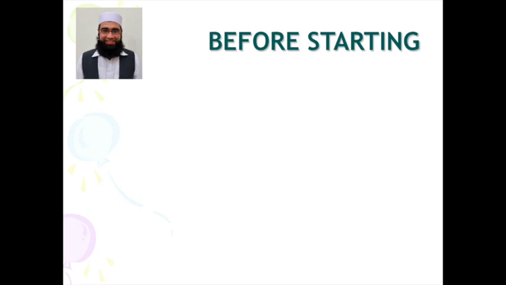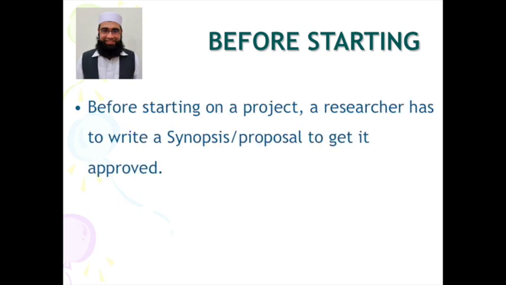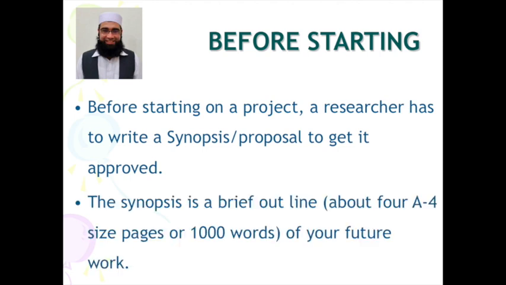So before starting any research project, a researcher has to write a synopsis or a proposal to get it approved from the college or the hospital or the university ethics and research board. A synopsis is a brief outline, about 4 A4 size pages or 1000 words, of what you are going to do in your future research project.